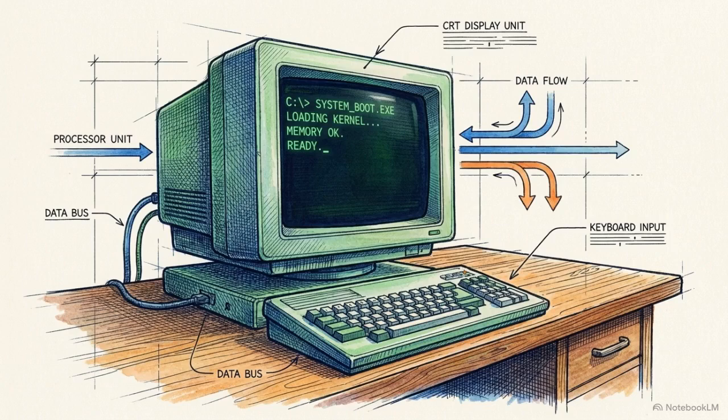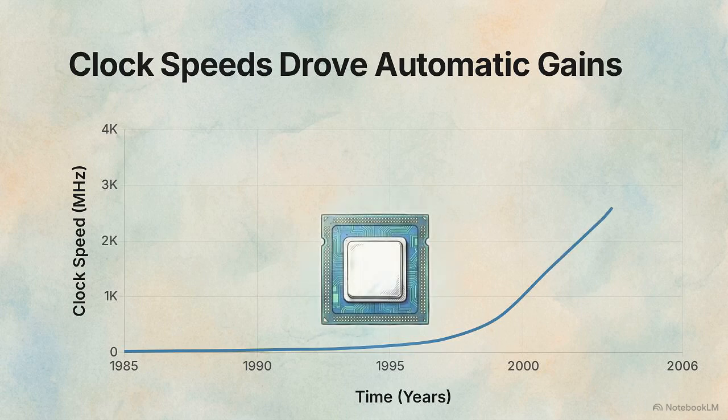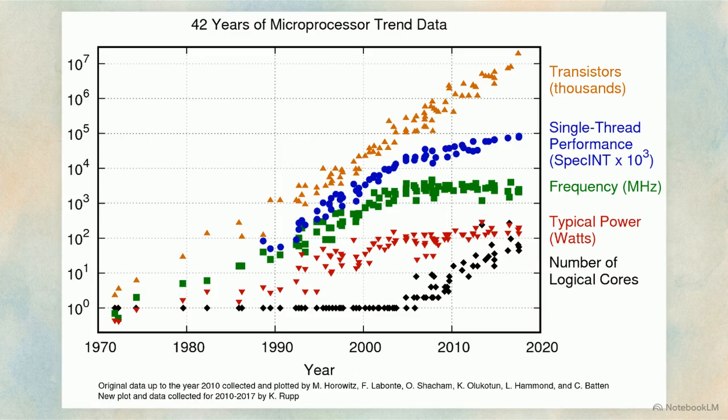For decades, software engineers relied on a predictable hardware cycle. A standard single-threaded program would naturally run faster every few years as manufacturers continually increased the clock speed of their central processing units. This chart plots 40 years of microprocessor data. Around 2005, the green frequency and blue single-thread performance lines hit a plateau, reaching their physical limits.